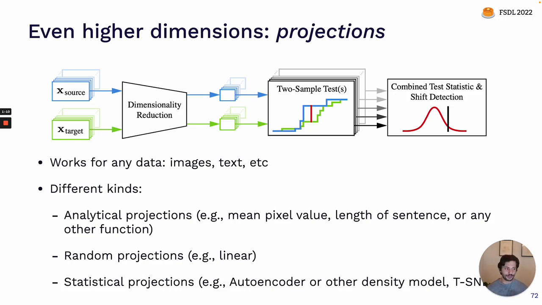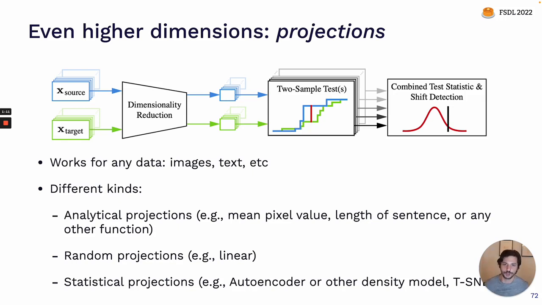Then once you've reduced the dimensionality, you can do your drift detection on that lower dimensional representation of the high dimensional data. And the great thing about this approach is that it works for any kind of data, whether it's images or text or anything else, no matter what the dimensionality is or what the data type is. And it's highly flexible. There's many different types of projections that can be useful. You can define analytical projections that are just functions of your input data. And so these are things like looking at the mean pixel value of an image, or the length of a sentence that's an input to the model, or any other function that you can think of. Analytical projections are highly customizable, they're highly interpretable, and can often detect problems in practice.